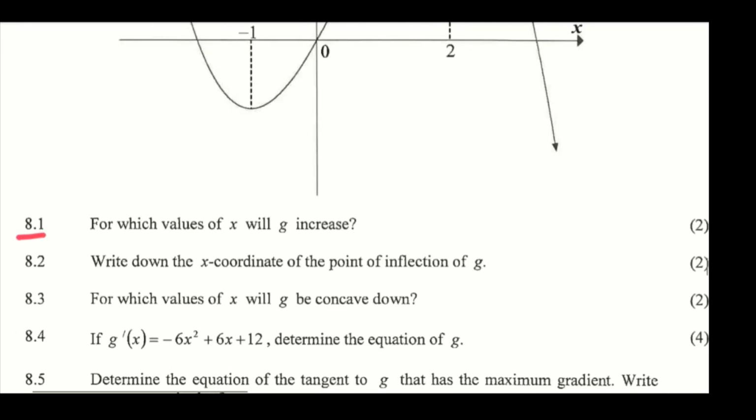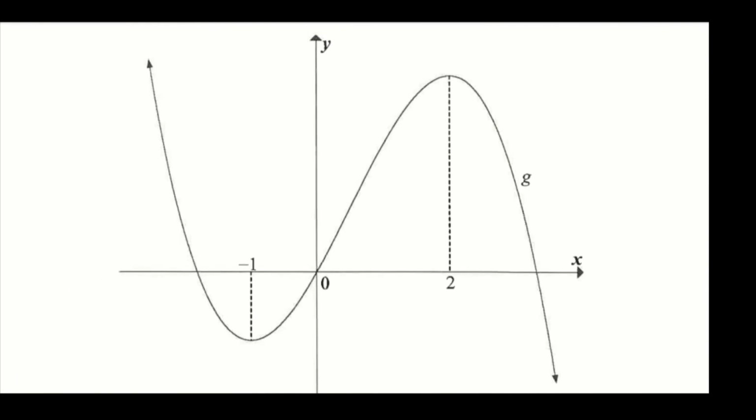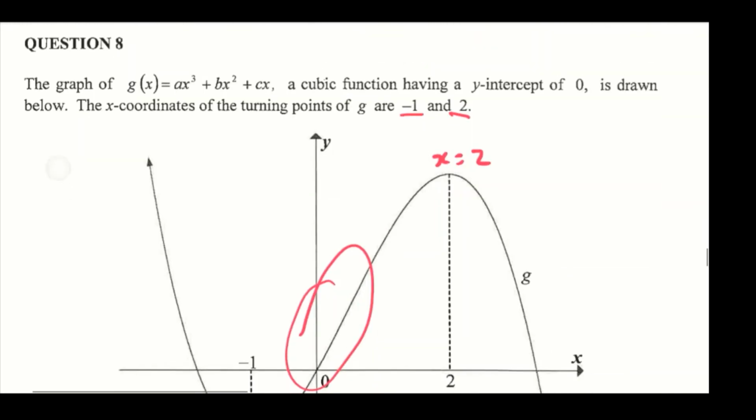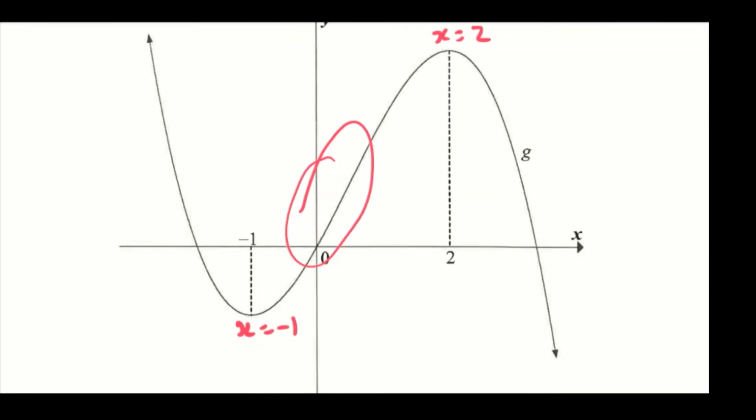So now going to 8.2, write down the x coordinate of the point of inflection of g. So the point of inflection lies just between here. We don't know where, but we know it's between the turning points, right? Here it's x equals minus 1, here it's x equals 2, right? Because we are not given the equation of g, we're going to use the information that we have.